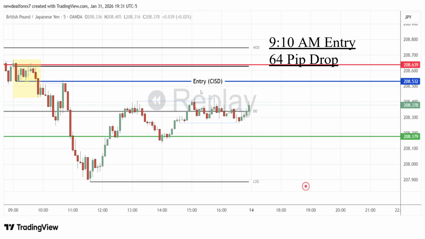So it really didn't move all that much by the time the candle was done. So you have to know when to get out. Okay, when to get in and when to get out. But you could have got another 64 pips.